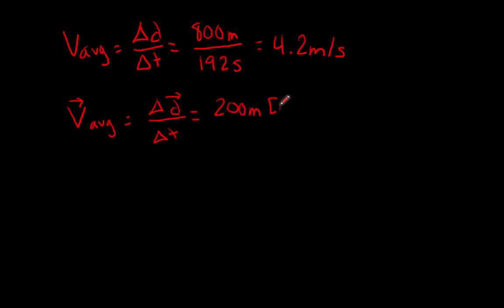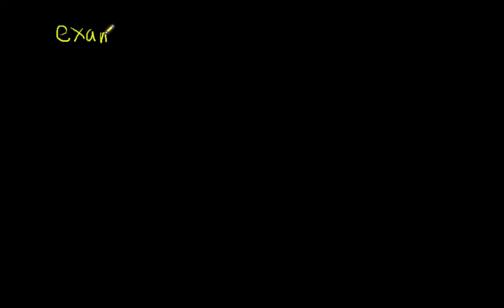The displacement was 200 meters to the north. Divided by 192 seconds, the total time doesn't change. This equals 1.0 meters per second to the south. Don't forget to put a direction on your vectors. The south is an important part of the answer.